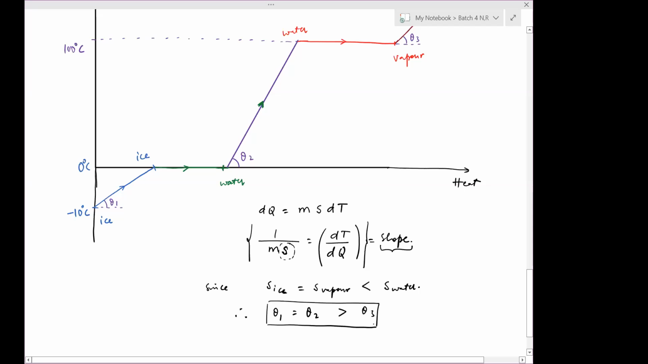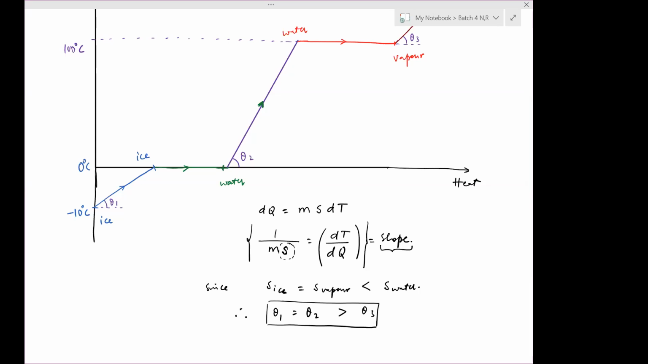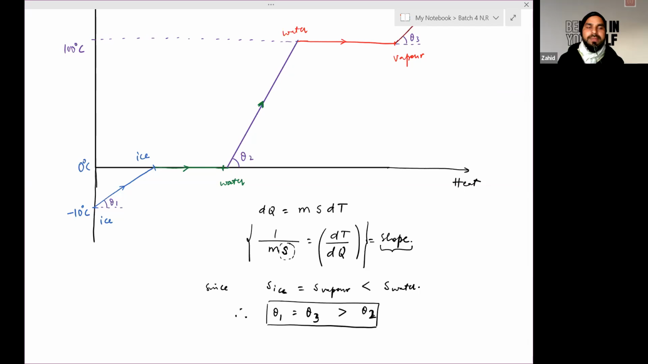Is it clear? So 1 and 3 should be equal, right? Which part? 1 and 3 should be equal, right? And should be greater. Okay, just 1 minute. Mazia, is it clear?